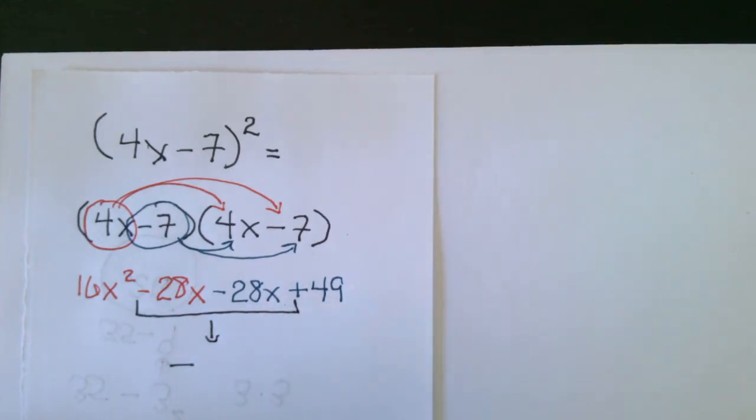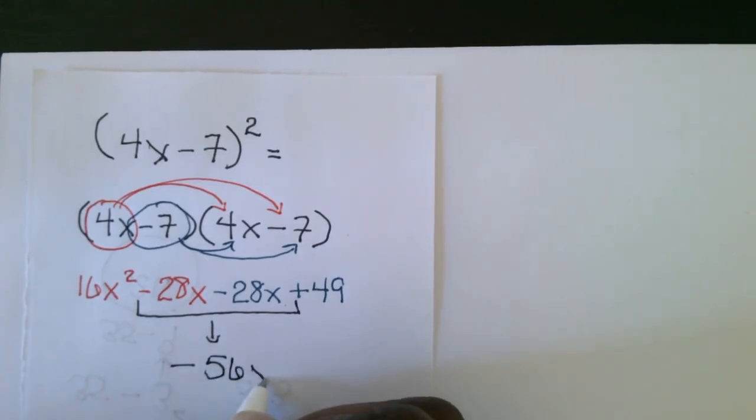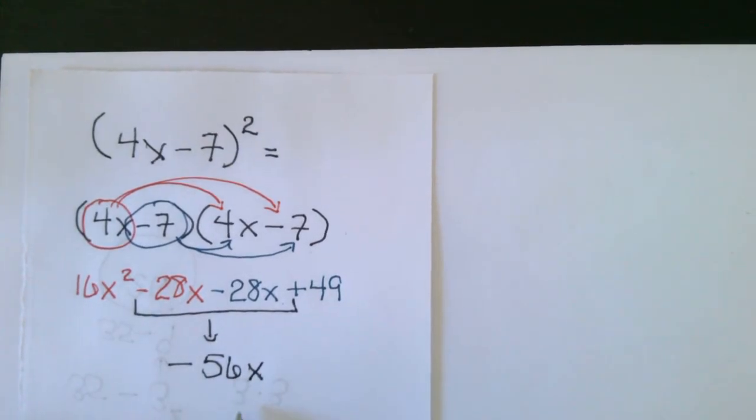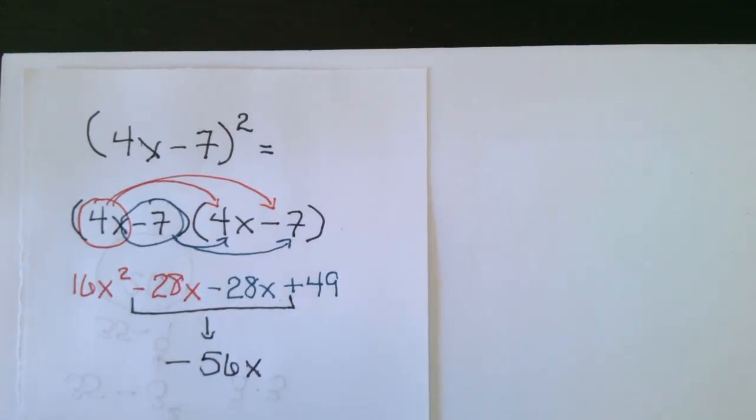Okay? So that's where that 56x comes from. It's not 56x squared. No, we're not multiplying. We're combining. When you're combining, you're adding. You're adding negative 28 with a negative 28. Okay? Which part, Miss Bethesda? Which part?